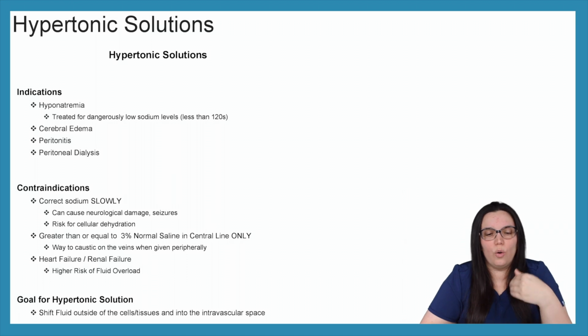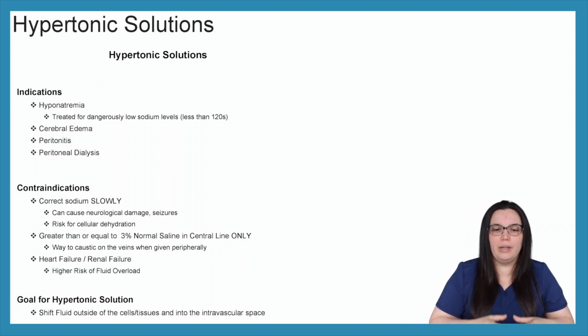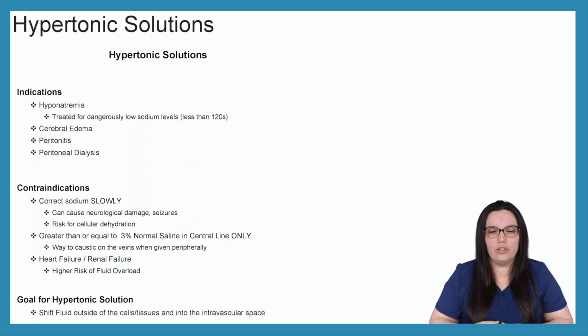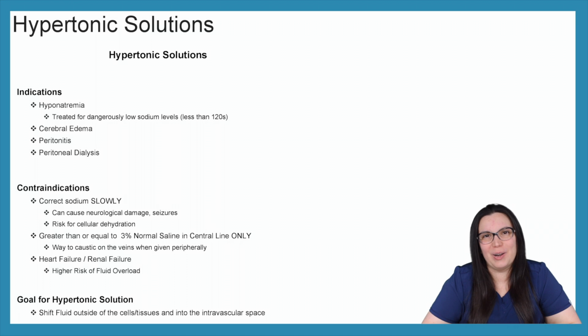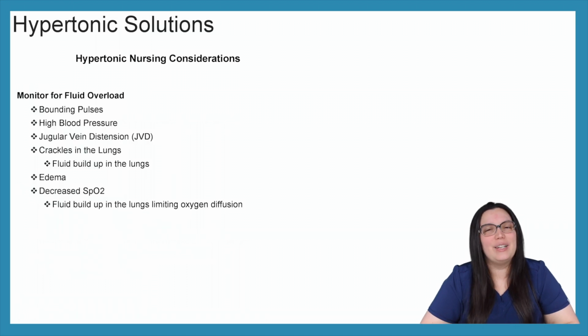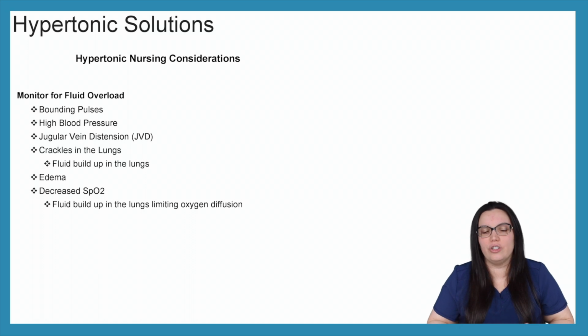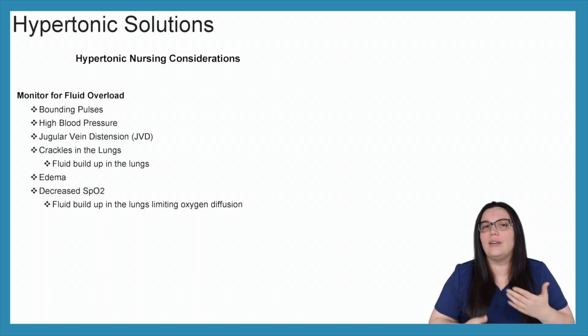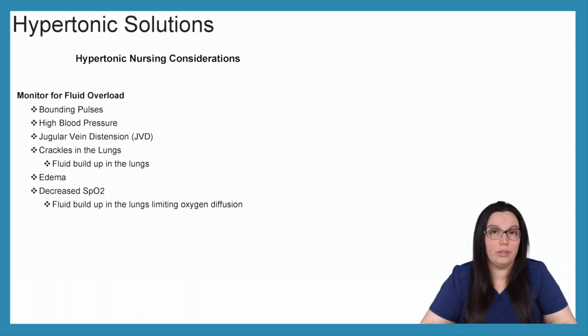And lastly, the goal of hypertonic solutions is we want to shift fluid outside of the cell and tissues into that intravascular space, kind of like what we talked about earlier with cerebral edema. So again, nursing considerations when it comes to hypertonic solutions is really we want to monitor for that fluid overload. Because if we're giving too much, we're giving this excessive fluid, it's going to absolutely cause fluid overload, especially when we're pulling all of that fluid out of our cells.